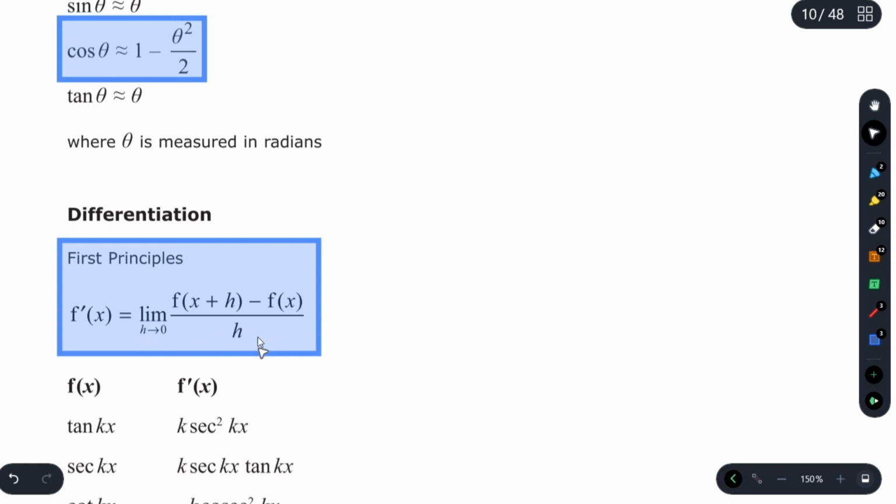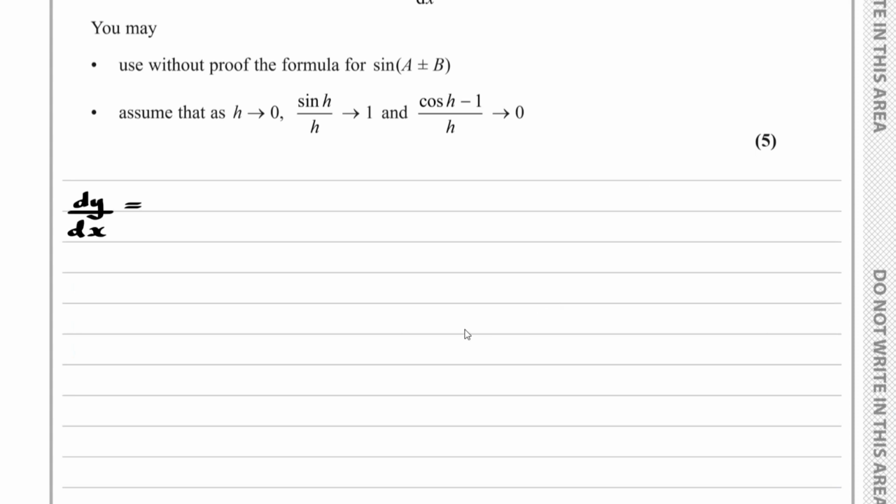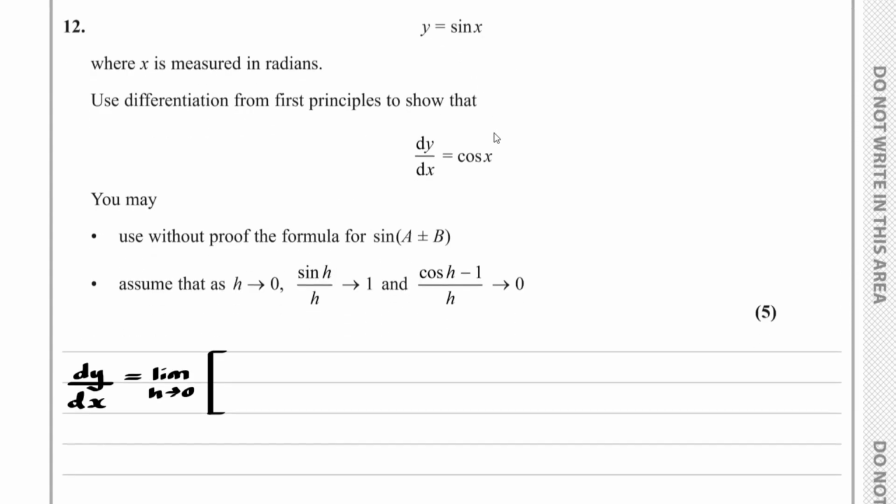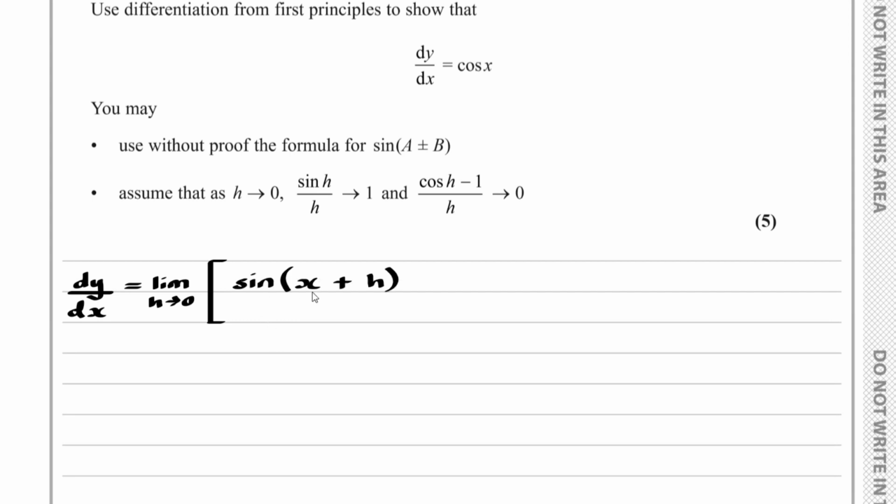Here is the formula for first principles. F dash of x, or in our case dy over dx, is equal to the limit as h tends towards 0 of f of x plus h subtract f of x, over h. So dy over dx is equal to the limit as h tends towards 0 of, well, here we replace x with x plus h, so we have the sine of x plus h, and then we subtract sin x, and then we divide this by x plus h subtract x, that is, by h.